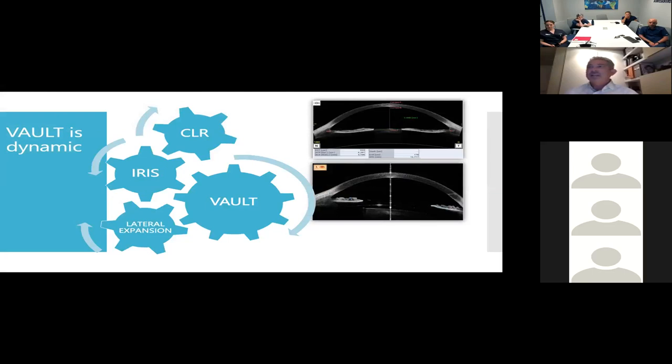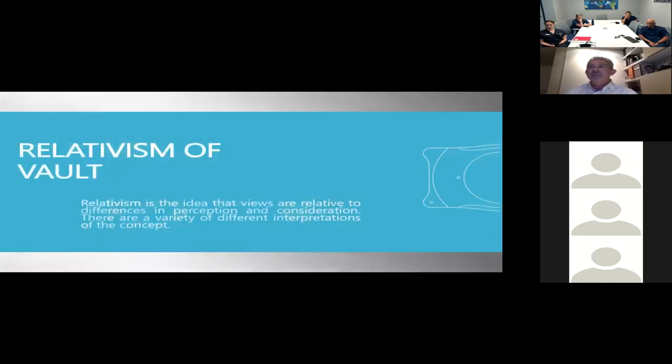We have therefore that combining these three elements, the crystalline lens, the iris, and the expansion of the eye, and probably some other factor such as the intrinsic vault of the ICL, its power or its thickness, we obtain the dynamics of the vault. So we already know that the vault is dynamic, but there is another new concept that also concerns the vault. It is relativism, clinically relativism, I mean. The philosophical definition of relativism states that contents are subject to a variety of interpretations relative to differences in perception and consideration.